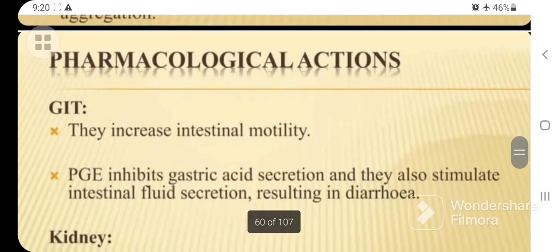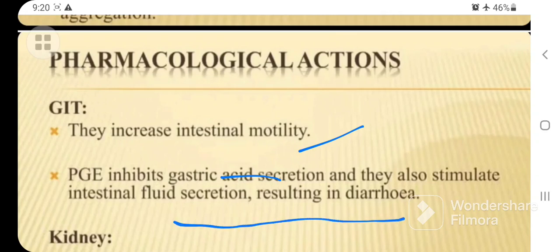Then the pharmacological action of prostaglandin in the GIT, the gastrointestinal tract. See here, they increase intestinal motility. What will these prostaglandins do? The movement of food inside the intestine is increased. Then prostaglandin inhibits gastric acid secretion and also stimulates intestinal fluid secretion, resulting in diarrhea.